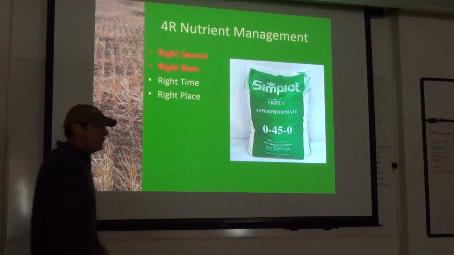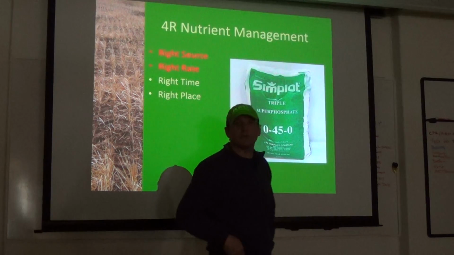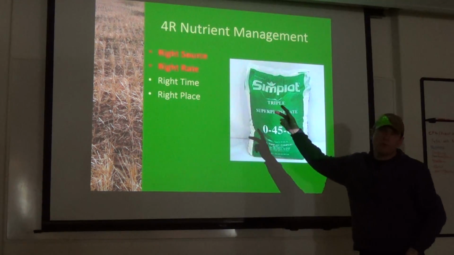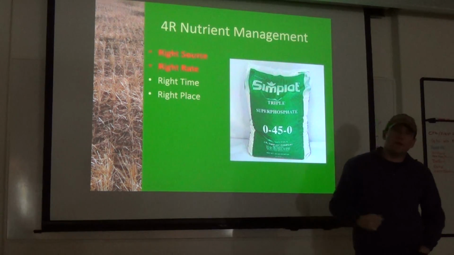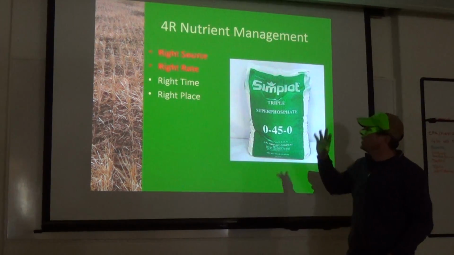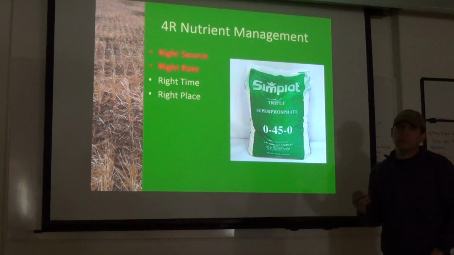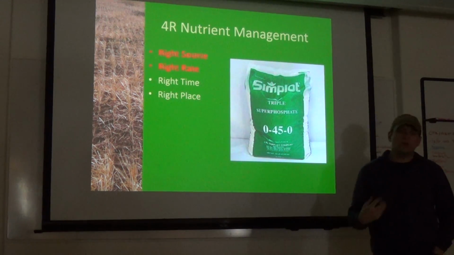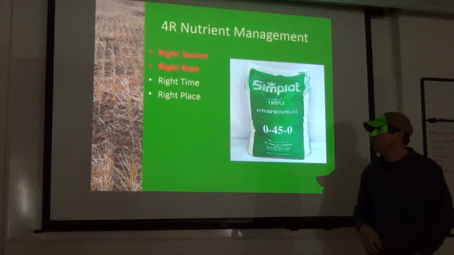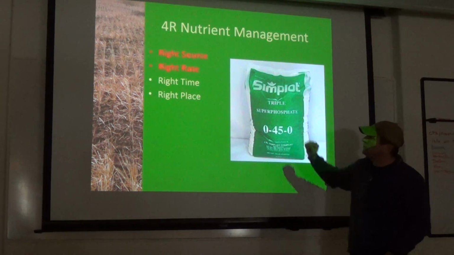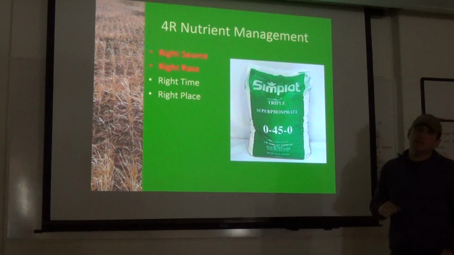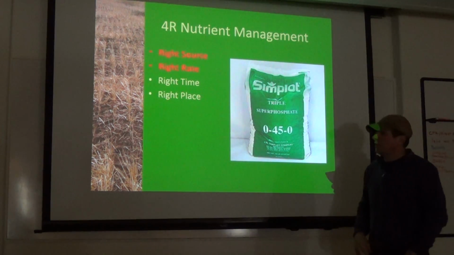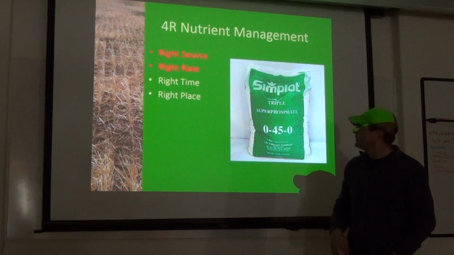Again, we're back to the 4 R's of nutrient management that we've talked about in previous discussions. Right source, right rate, right time, right place. Again, we're going to stick mainly for these discussions to the right source and right rate because that's what we're going to be dealing with most of the time. We really can't change timing, and placement is usually going to be broadcast in a pipeline right-of-way reclamation process.